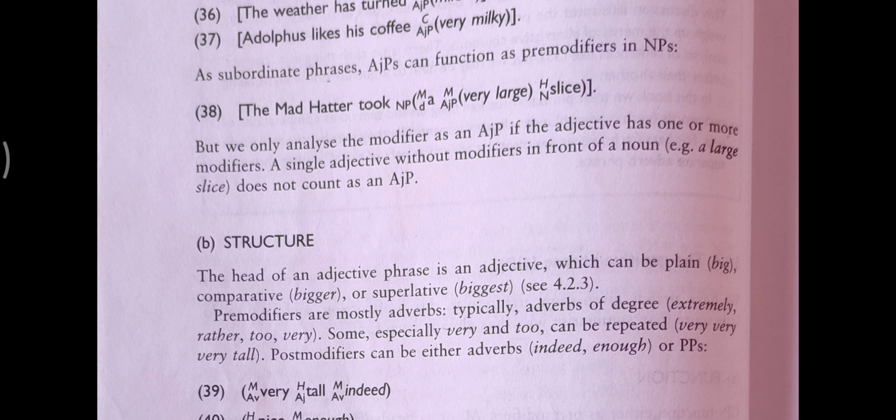We can only analyze a modifier as an adjective phrase if the adjective has one or more modifiers. A single adjective without modifiers in front of a noun does not count as an adjective phrase. The structure of the adjective phrase is an adjective. Of course, the adjective phrase is recognized by the adjective.